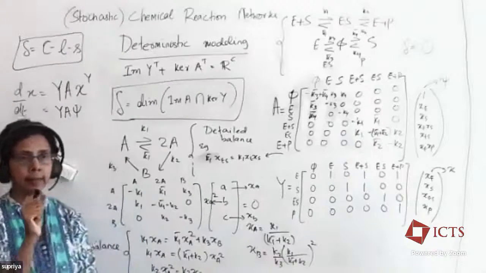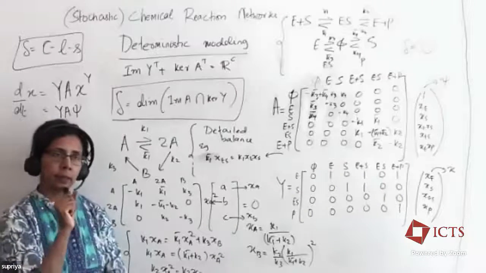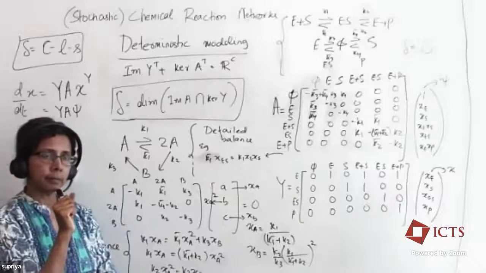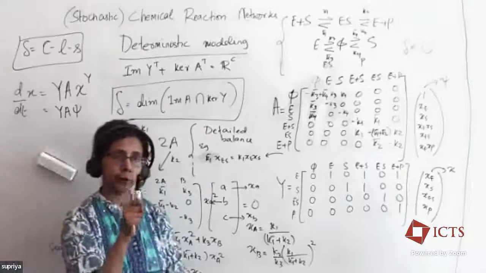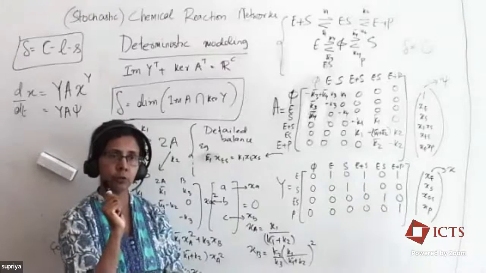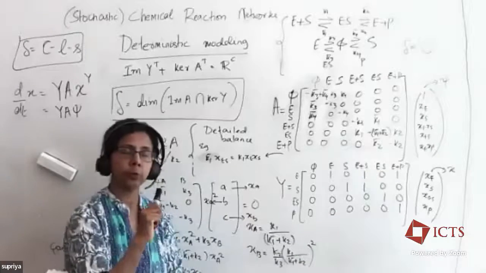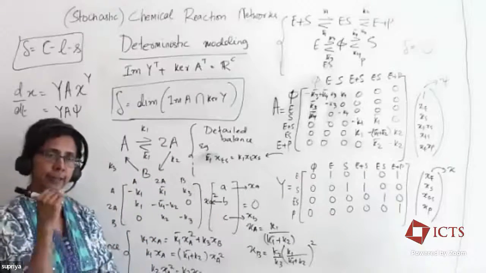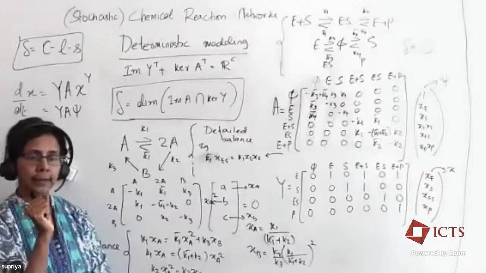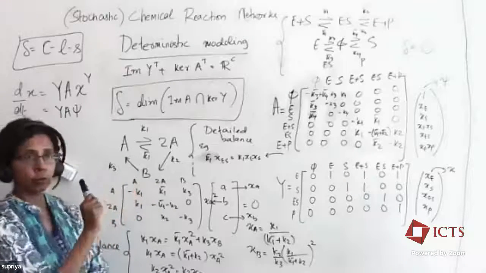Okay, and I think with that, I'll stop now. It's also time. Tomorrow, we'll start thinking about not deterministic modeling anymore, but stochastic modeling. So tomorrow we'll start with writing a master equation. So this might be a good time to actually think a little bit about, if I had to write a master equation for this, how would I do it?